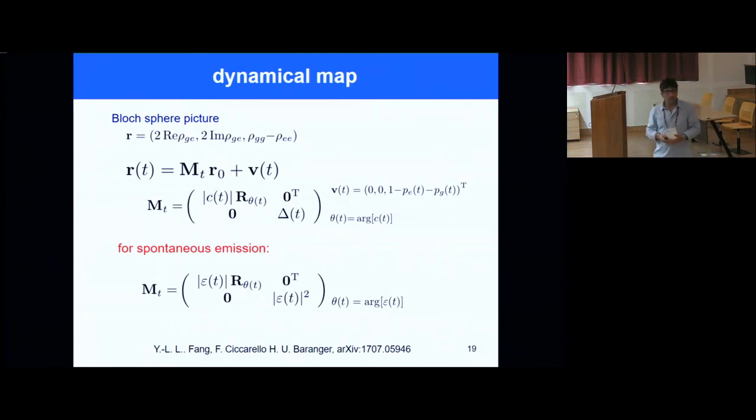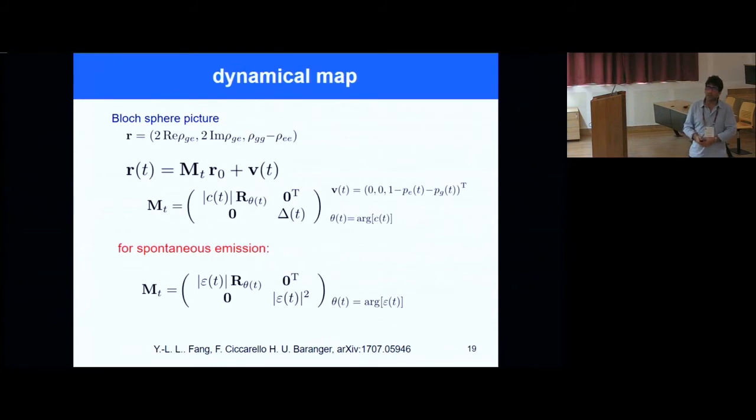Now, this is a very peculiar feature because it cannot occur with spontaneous emission. In the case of the spontaneous emission dynamical map, which I introduced previously, when written down in this Bloch sphere representation, this transformation matrix takes this form, where this is again the excitation probability amplitude of the qubit. So you see that in this case, both the xy and z components are contracted by the same factors. That means that in this case, the Bloch sphere is always turned into another sphere at time t.